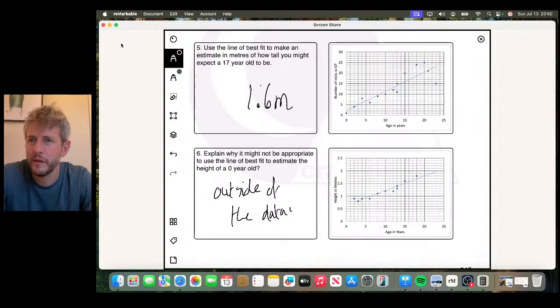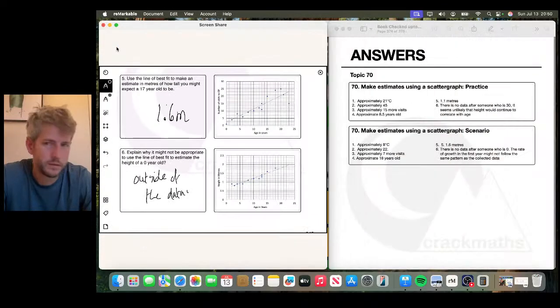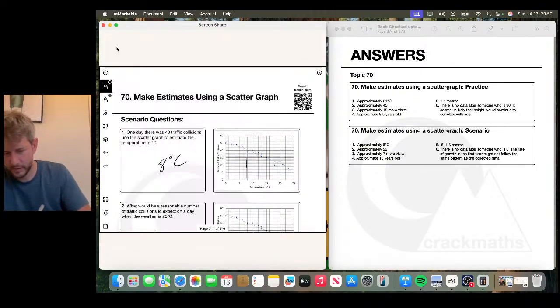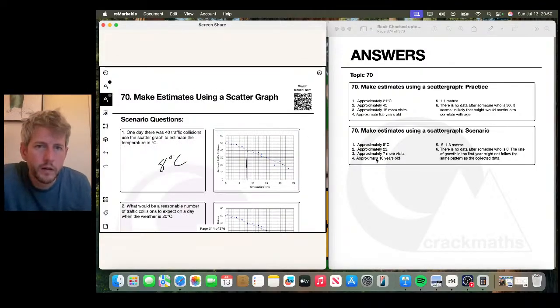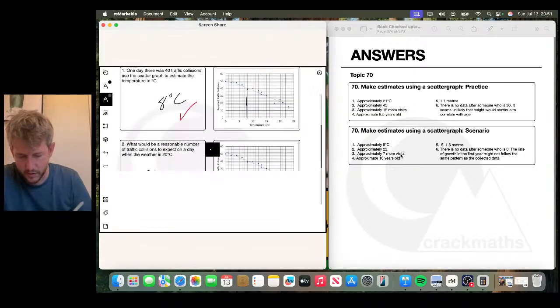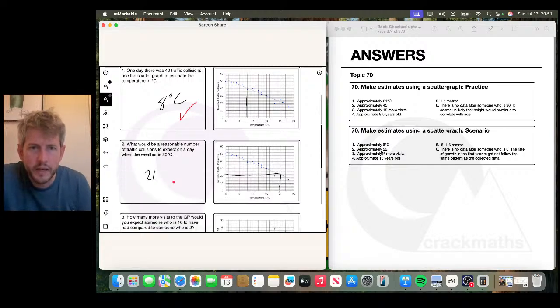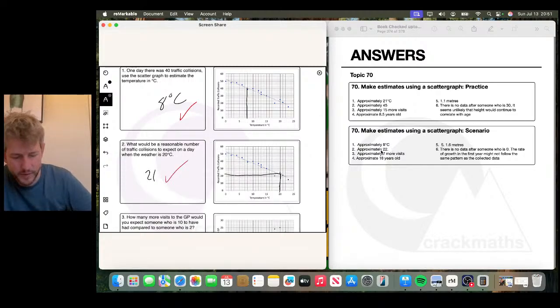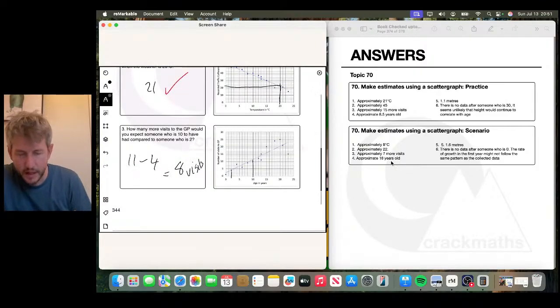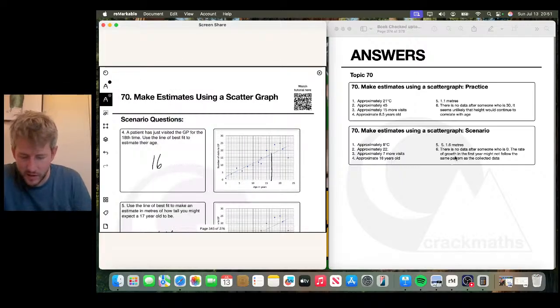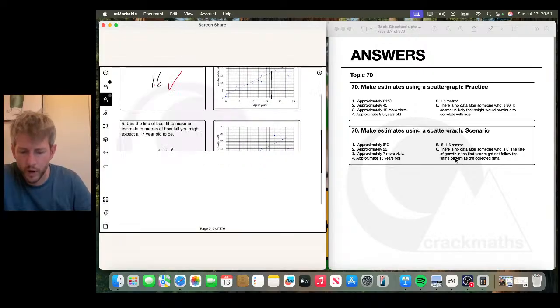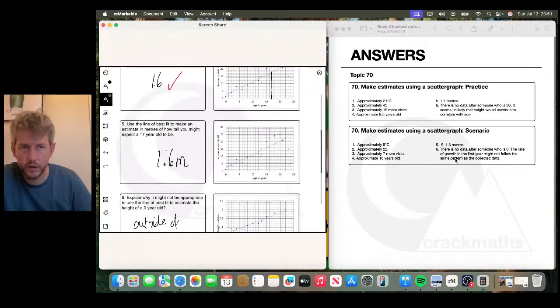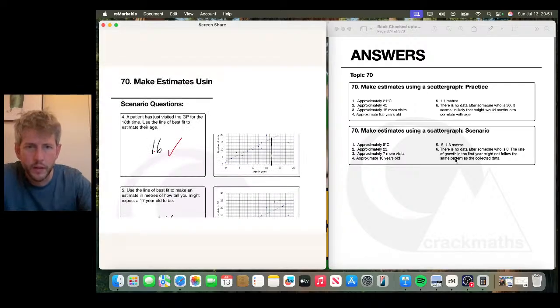Okay, here we go. Right, so here we go. 8, yeah. Approximately 22, yeah. 21 is approximately 22. Yeah, 8 visits. Yeah. Yeah, 1.6. Perfect. Oh no. What's going on here? That's question 4.